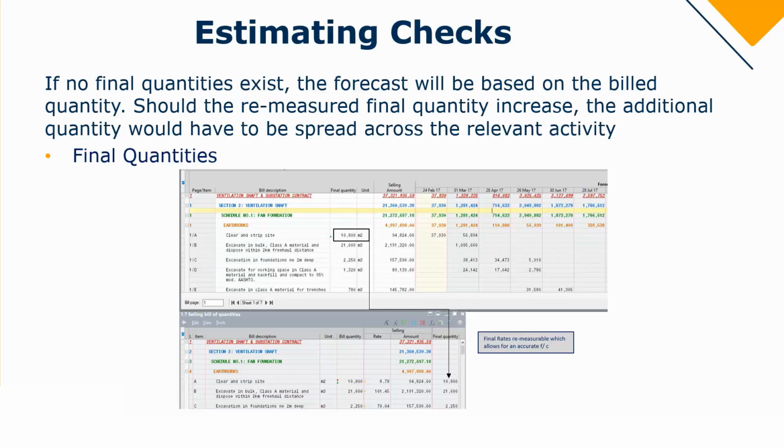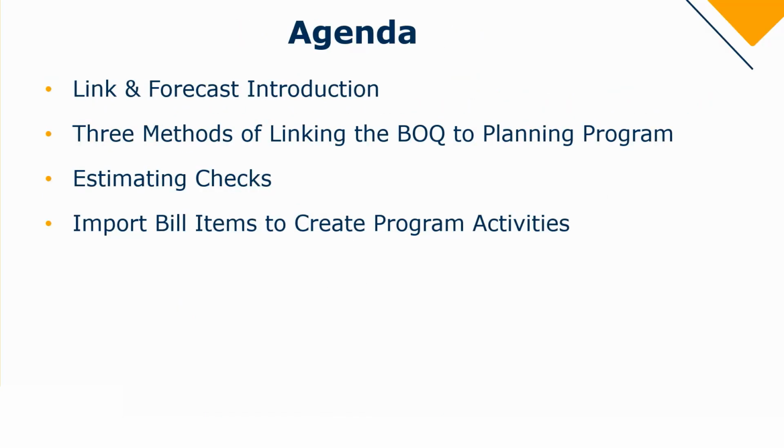So I won't be doing these checks in Candy because I've already done it all. I have priced my bill of quantities using resources. I have selling rates in place as well as final quantities. That brings us to the next step, where we're going to take our bill items to create our program activities. So I'm going to switch over to Candy now.